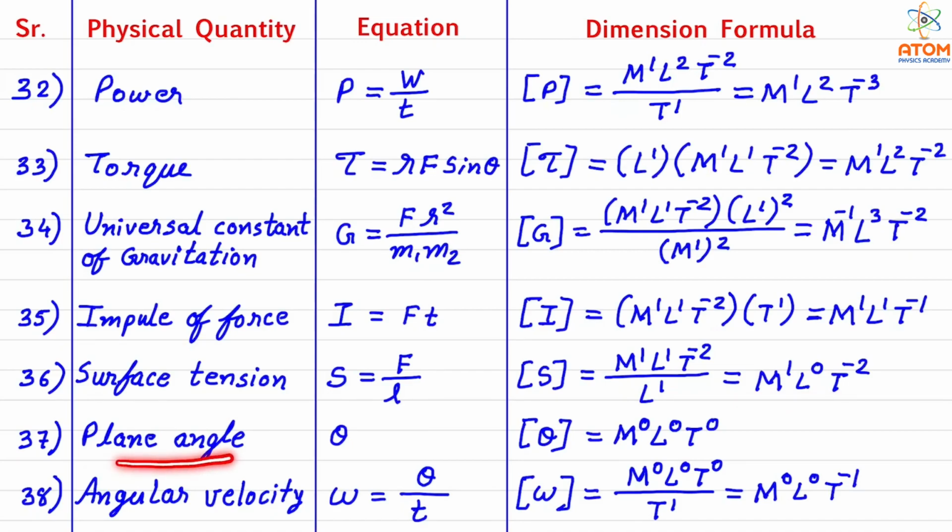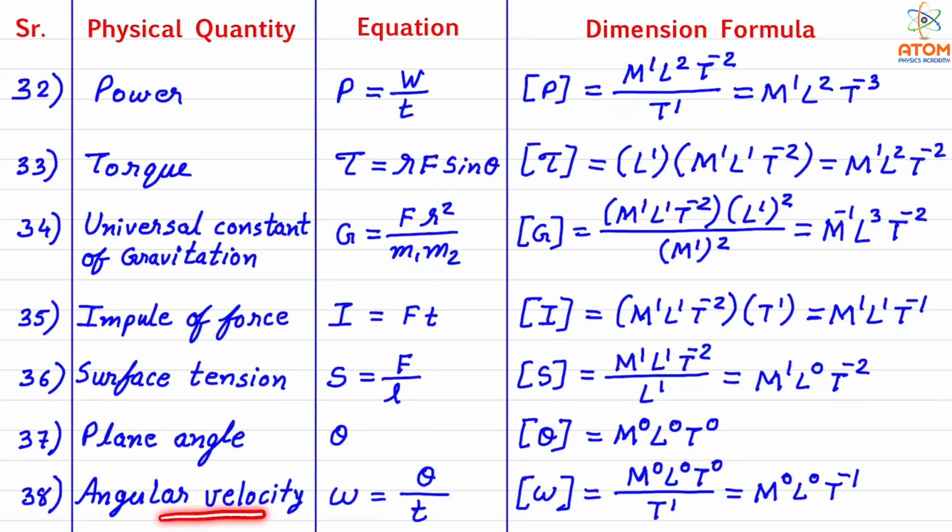Then plane angle denoted by theta. Theta has no dimension because theta does not depend on mass or length or time. So the dimensions are 0, 0, 0. That's why the dimension formula of plane angle is null, M0 L0 T0.